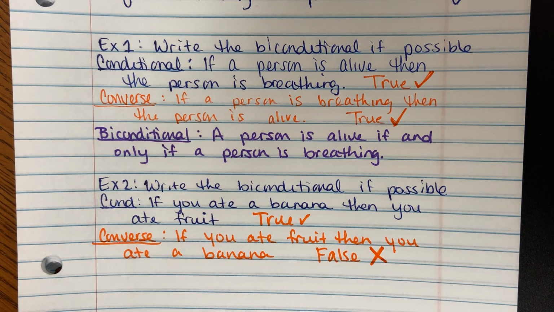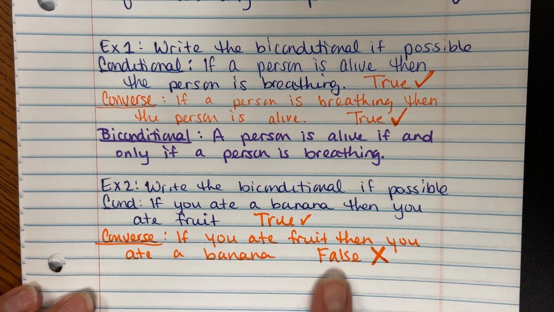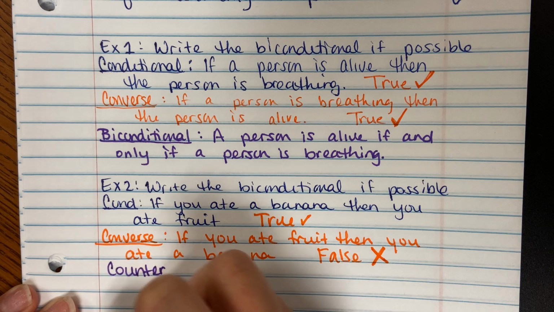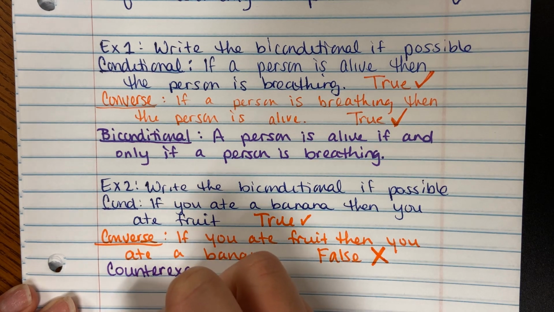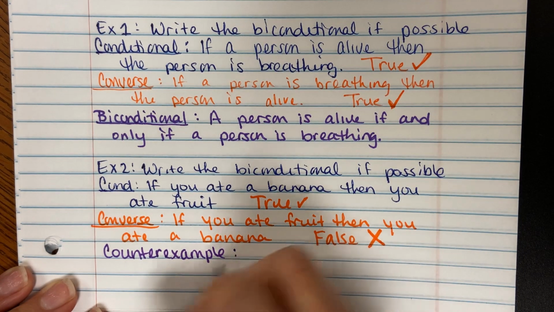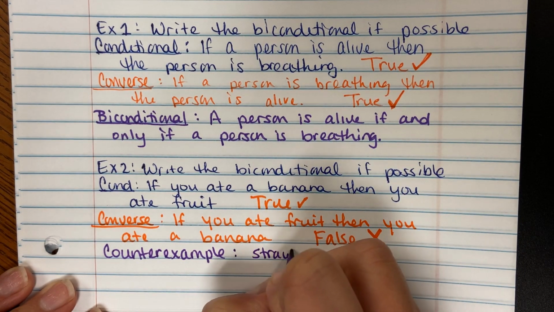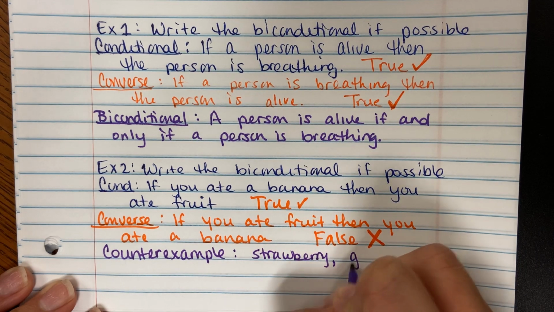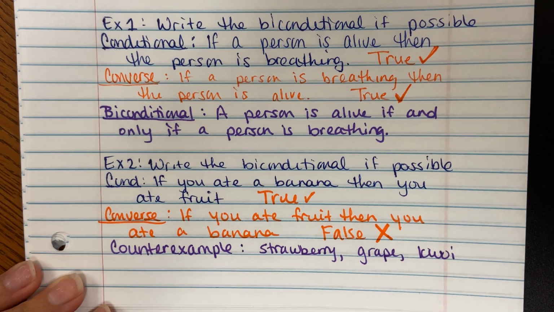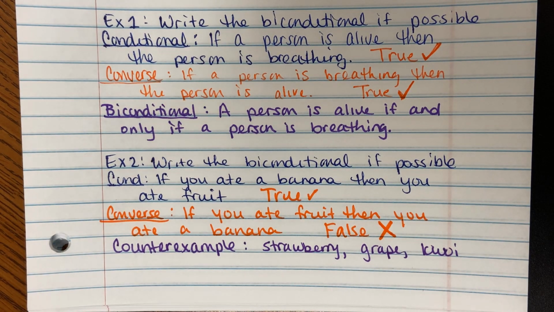So because it's false, you remember when we first learned about conditional statements, when we learned about the hypothesis and the conclusion, to prove a statement false, you have to give a counterexample. So we're going to go ahead and give a counterexample. In this case, if you ate fruit, it could be anything, right? It could be a strawberry, grapes, kiwi, any fruit pretty much other than banana. And so we would give a counterexample instead of a biconditional.